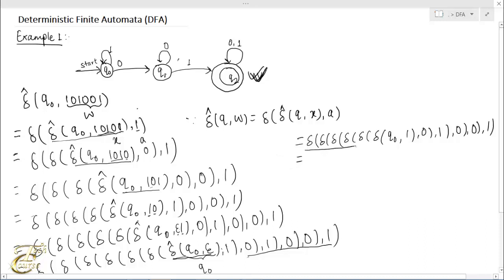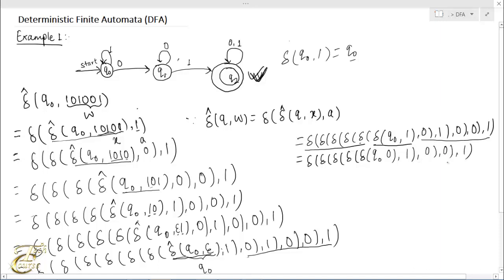Equals these terms, that is delta and this delta. Now to compute this delta of q0 comma 1, we see the transition function, that is in the above state diagram, reading the symbol 1 in the state q0 remains in the same state. That means delta of q0 comma 1 equals q0. So we replace this value by using q0 and then these terms 1 0 0 1, equals, similarly we write these delta of this.